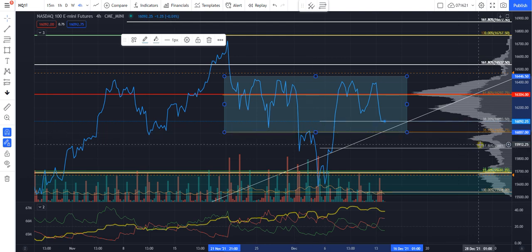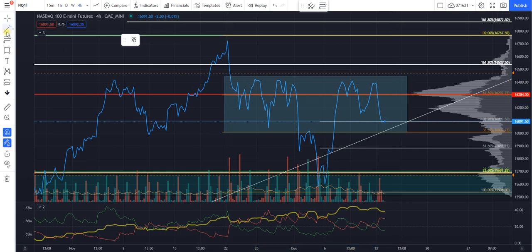We also have the 61.8 of the bounce down here acting as support too at 15,881. And we can also note that the left shoulder and the right shoulder are somewhat similar in nature.